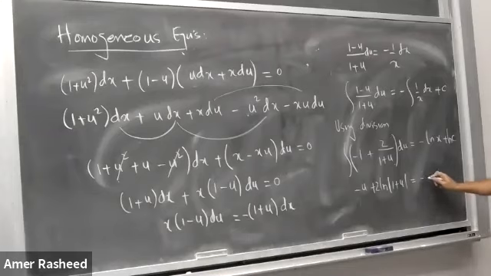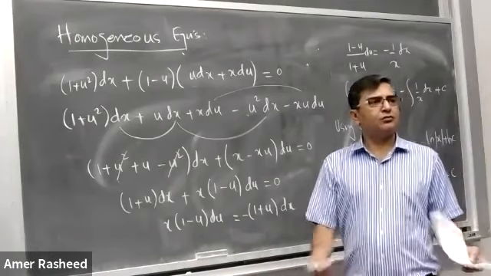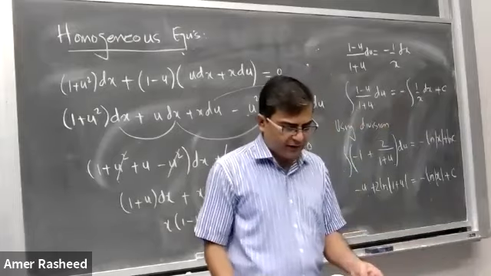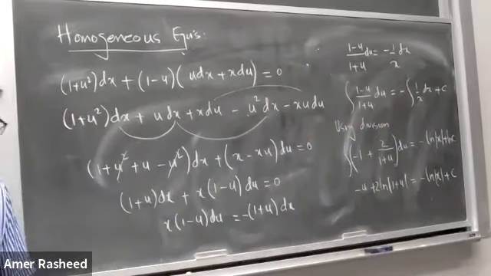This is equal to negative natural log of x. You put a mod here, unless you know x is always greater than 0, plus some constant c. We don't need it. So after simplifying this, you can have the value of u here and try to solve it. Otherwise, its solution is given in the notes. You can see it from there.